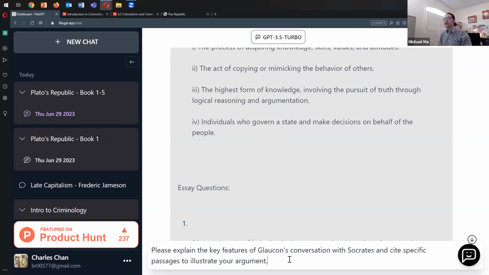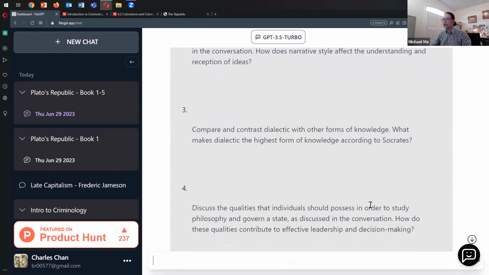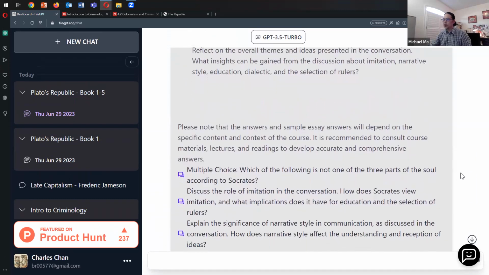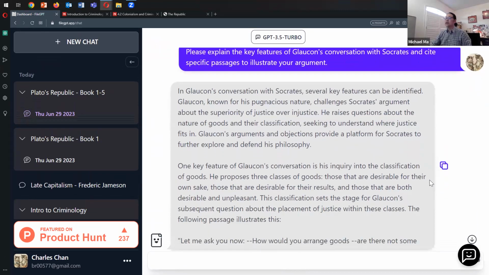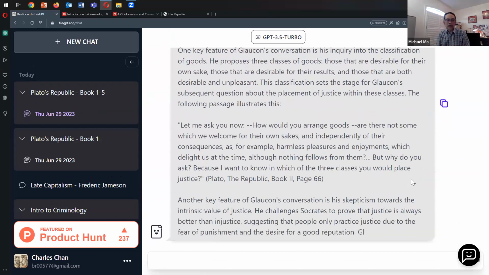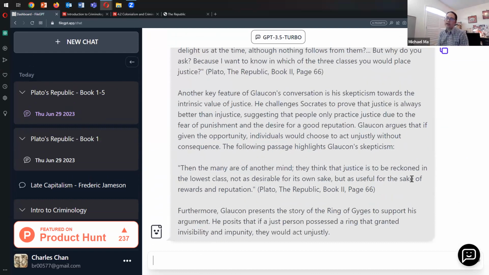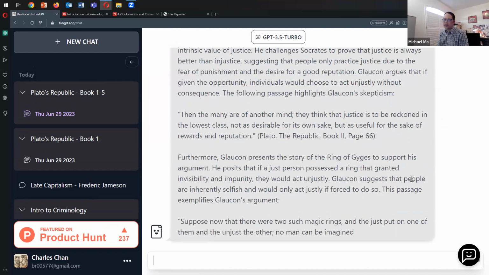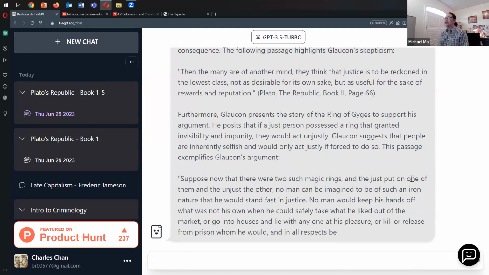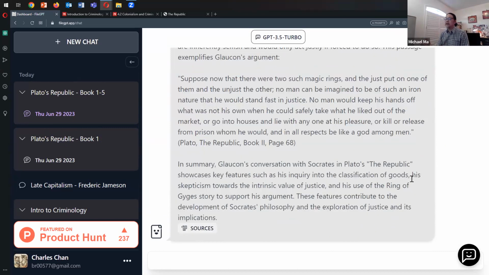I say, so please explain the key features of Glaucon's conversation with Socrates and cite specific passages to illustrate your argument. Because one of the things that is important, I think, for us to know is whether it is able to cite, because Humata and ChatDoc are both able to cite. Sherry AI can also cite. Ask Your PDF, I think, can also cite. And so it'd be good to know if it's able to cite specific passages, right?